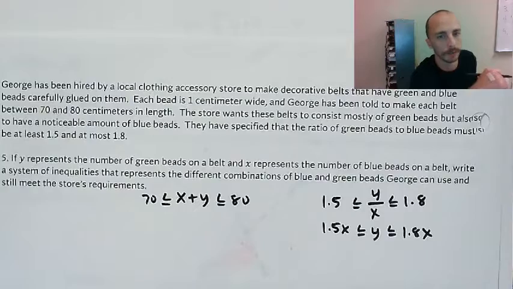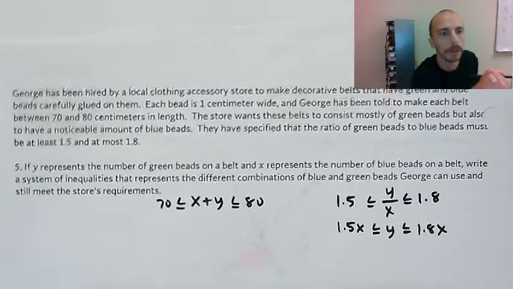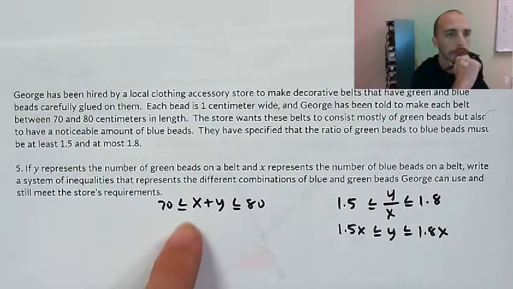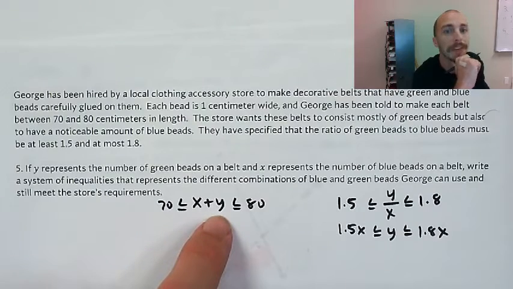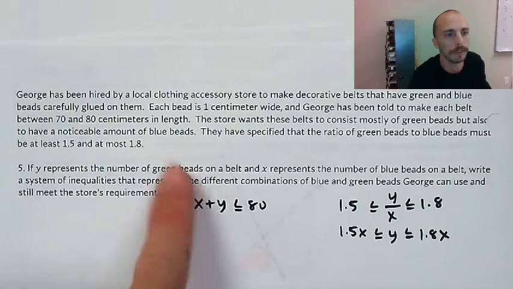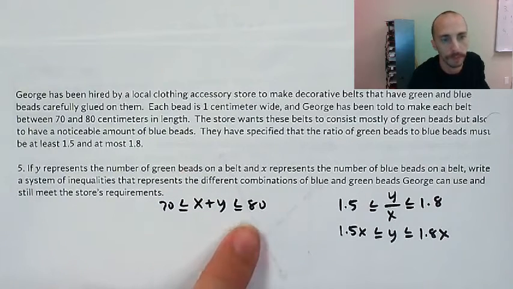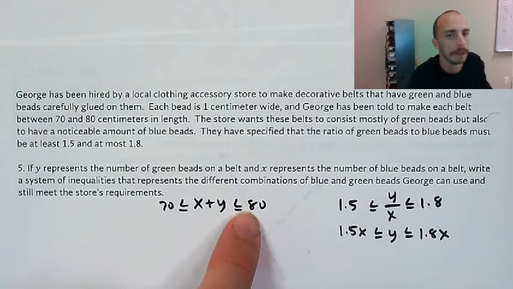So if you're just watching and you did not see me work this on form A, I'm going to just walk you through my solution. Okay, if X is the number of green beads and Y is the number of blue beads, and each bead is 1 centimeter long, then the total length has to be between 70 and 80, right? So the total number of beads is the same as the total length in centimeters. It's got to be between 70 and 80.